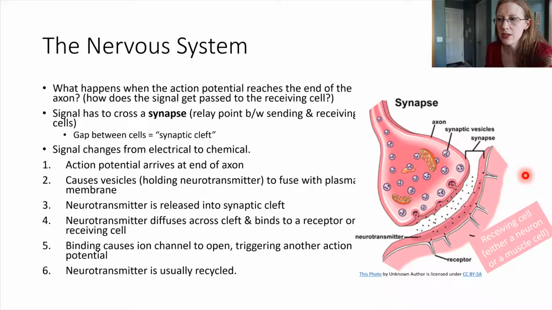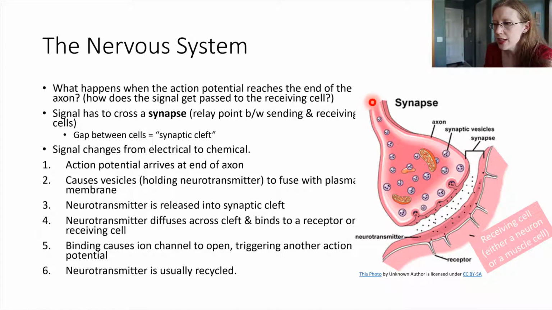Once the signal makes it down to the end of the axon, there has to be a way to transmit the signal to the next cell in line. So maybe this is a muscle, maybe it's another neuron. Somehow the signal needs to be transmitted across the gap between neighbor cells. And this space right here, this location where there's a connection between two cells, this is called a synapse.